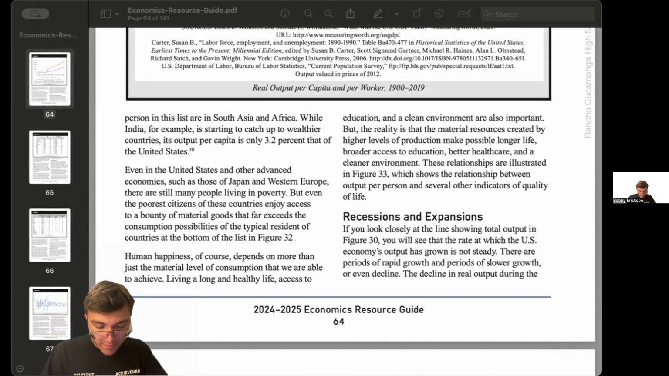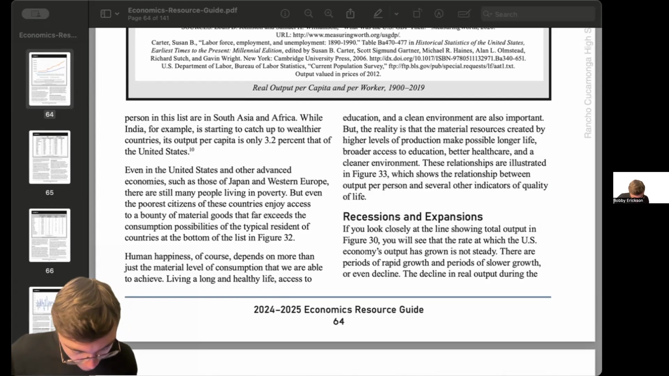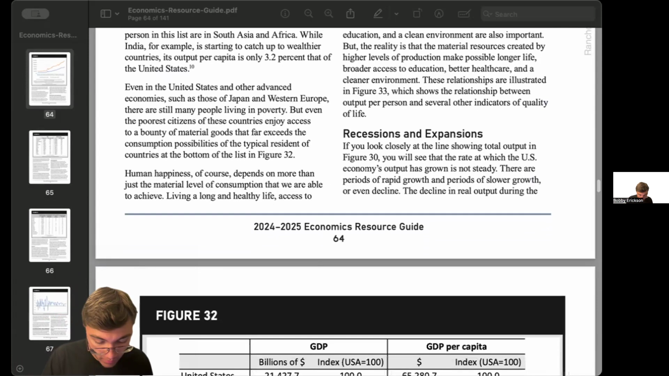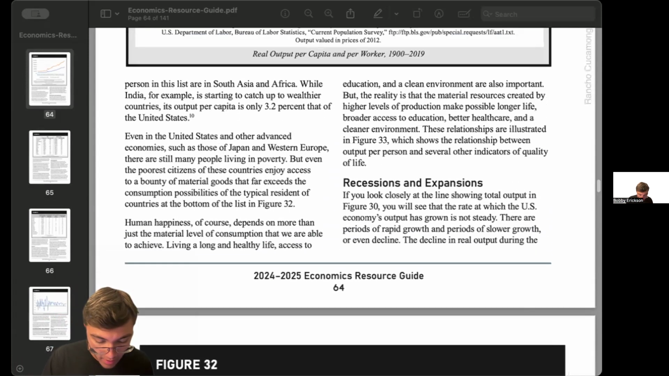Even in the US, Japan, and Western Europe, there are a lot of people still living in poverty. But because they live in a country that has a high GDP, they can actually enjoy access to those material goods in their country that far exceed the consumption possibilities listed in Figure 32. So overall, if their GDP is higher, or even their GDP per capita, that's giving them more opportunities, even the impoverished people there.